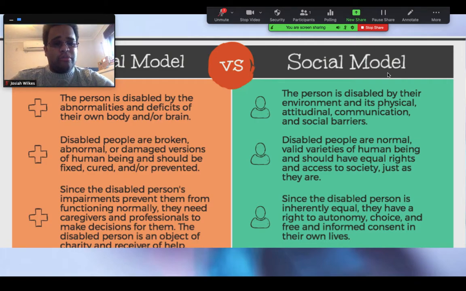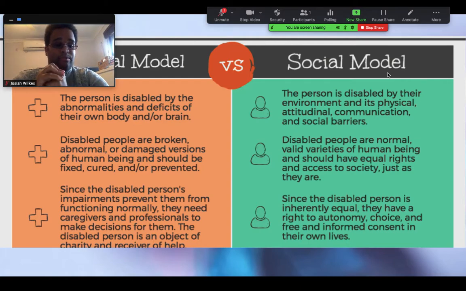And the social model also assumes disabled people are normal, okay? So having problems with your body and having problems with the way you think, actually everyone has that. To some degree, everyone experiences some sort of issues or some sort of things that they find difficult. But disabled people are normal, they are valid varieties of human beings, and they should have equal rights and access to society. Okay?